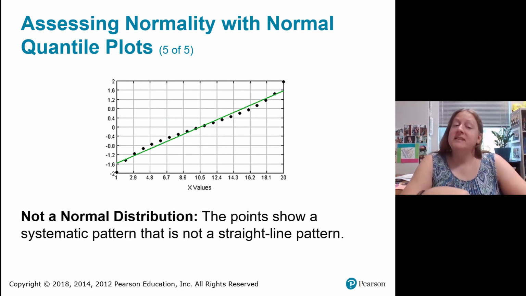Here's an example of something that's not a normal distribution, but they lie really close to that straight line. But if we look at them, we see kind of a really nice shape that curves around and is not actually a straight line pattern. So this is also not a normal distribution. Even though they lie close to that straight line, there's a definite pattern that is not a straight line. Again, you don't need to be able to make these normal quantile plots, but if you're given one, you should be able to discern whether a distribution is normal or not.